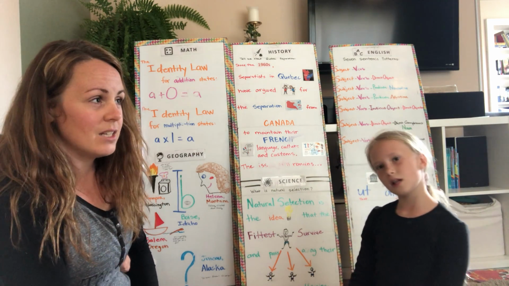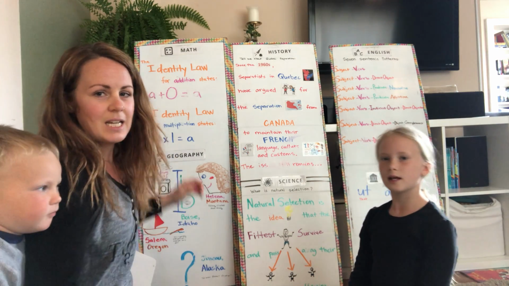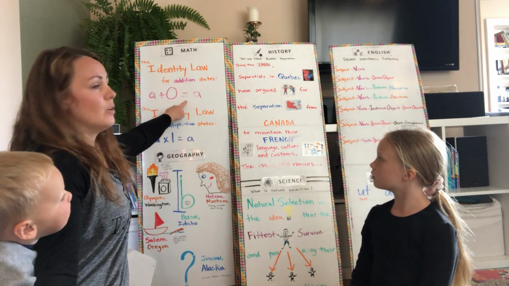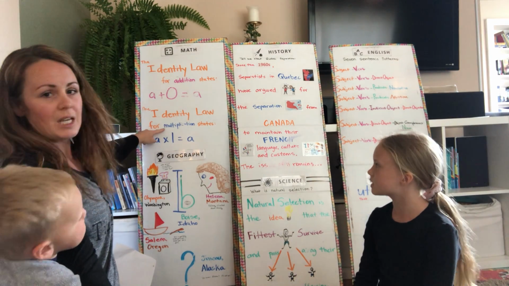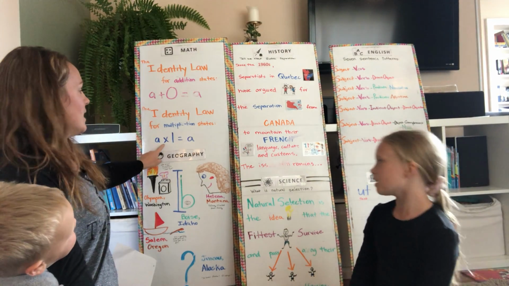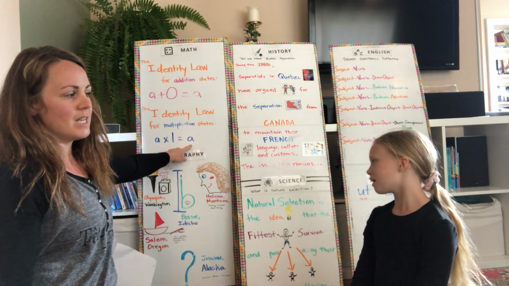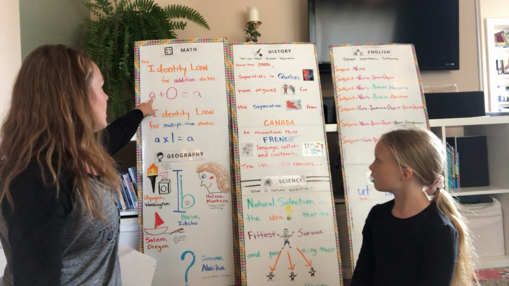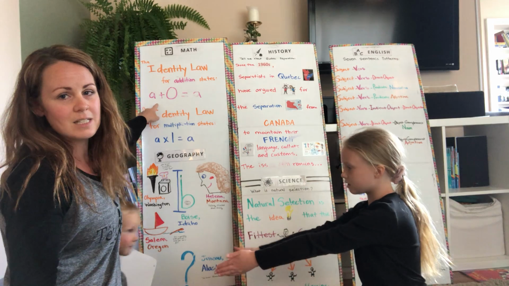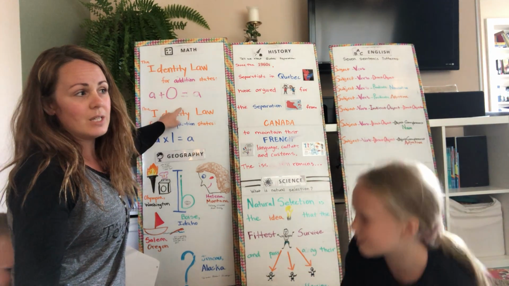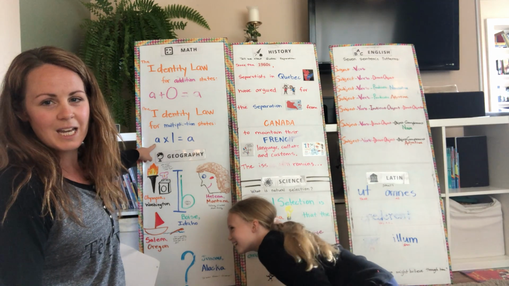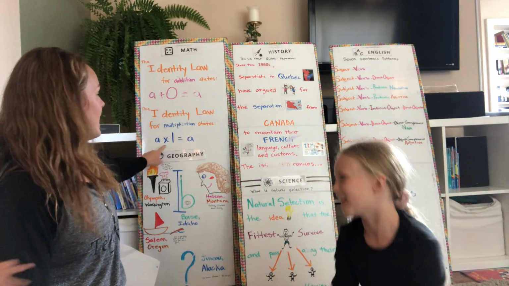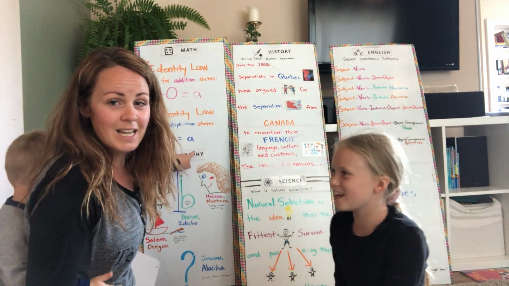The identity law for addition states A plus 0 equals A. The identity law for multiplication states A times 1 equals A. Again, the identity law for addition states A plus 0 equals A. The identity law for multiplication states A times 1 equals A.